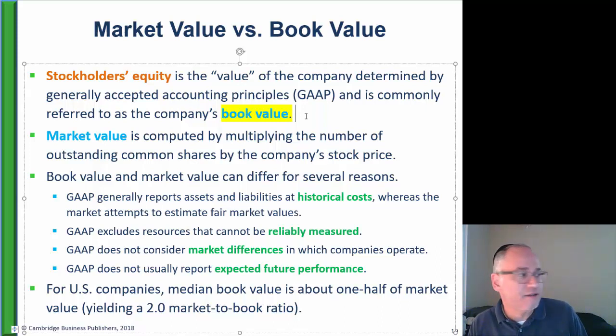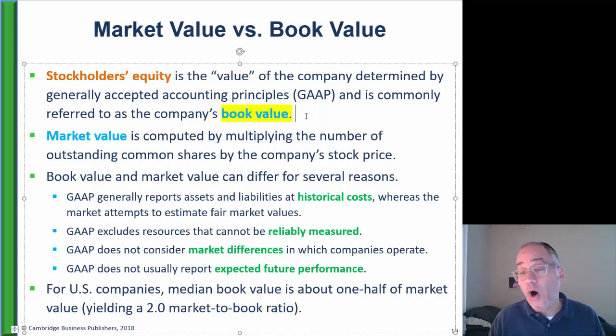Investors are not restricted by that. Investors are going to pay for the stock whatever they think the stock is worth, which is almost always more than the book value. Furthermore, GAAP excludes certain assets that can't be measured. So if your company develops goodwill internally, big deal. But when investors look at a stock, they think about that goodwill and they're willing to pay for it.